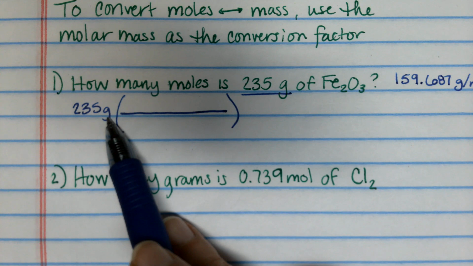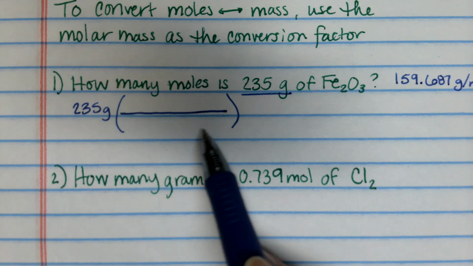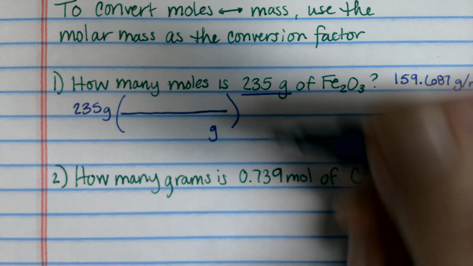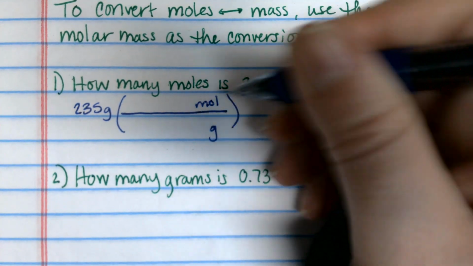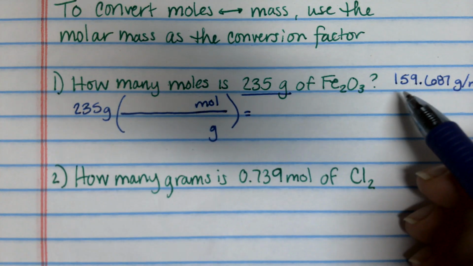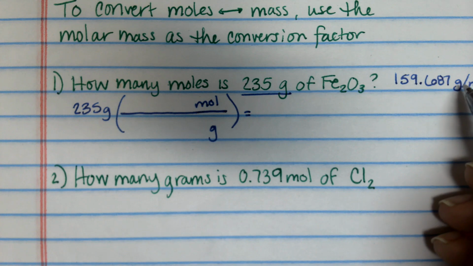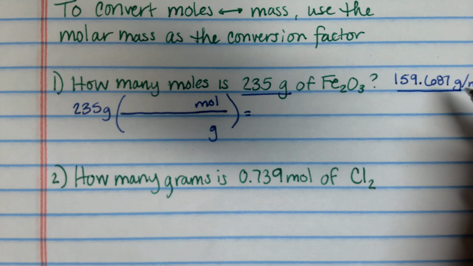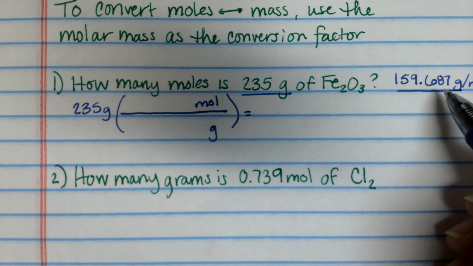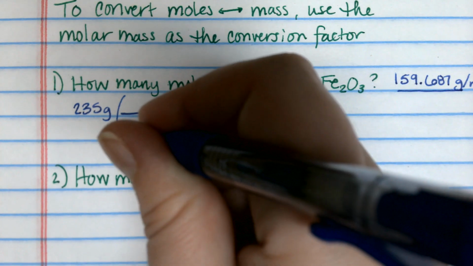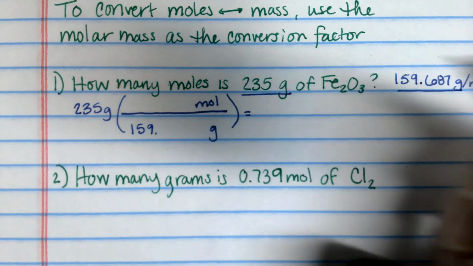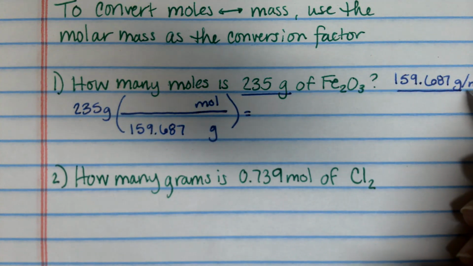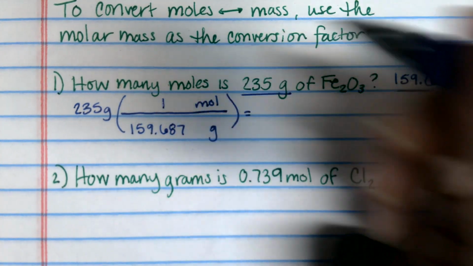Now what we're going to do is put the units in. We're getting rid of grams, so I'm putting grams in the denominator. And we want to find how many moles, so I'm going to put moles in the numerator. Now this is 159.687 grams per every 1 mole. So this value, the molar mass, goes with the grams. So we put the 159.687 on the denominator, and that's per every 1 mole.